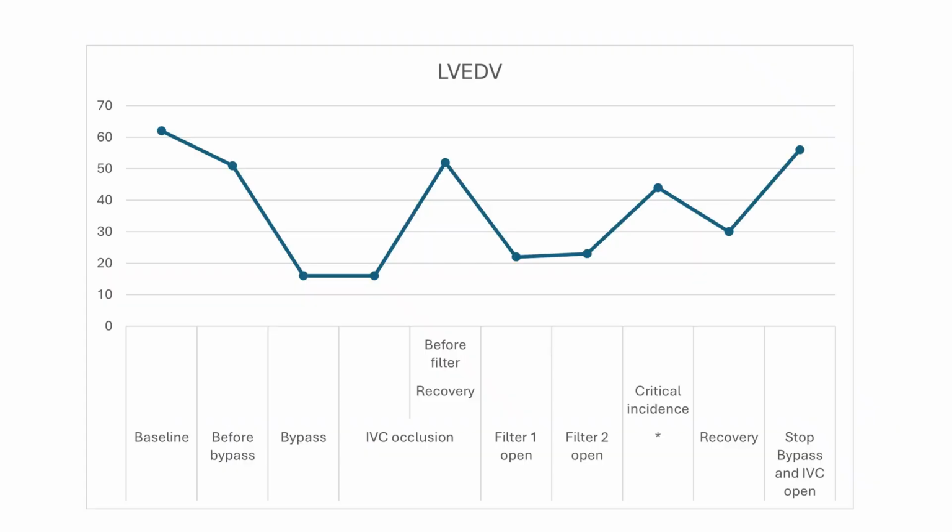This graph shows the left ventricle end diastolic volume throughout the case. We can see from baseline it drops significantly at the bypass opening. Then we resuscitate the patient. We have an increase in the left ventricle end diastolic volume just before the filter opening. Once the filter is opened, it drops again significantly, and then it slowly recovers. And at the end of the bypass, we can see it returns almost back to normal.